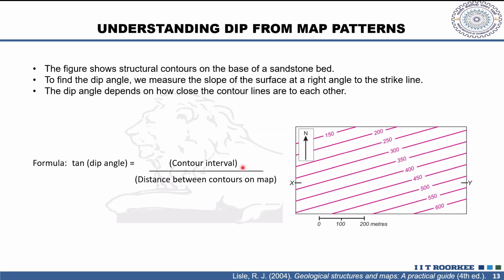What is contour interval? Contour interval is basically the elevation difference. So for 600 and 550, the elevation difference is 50 meters. Okay, so the contour interval will be the elevation difference, and the distance between contours will be the actual distance from the map, converted using the map scale. So the ratio of these two values gives basically the tan value of the dip angle. This is how we can actually determine the dip angle.